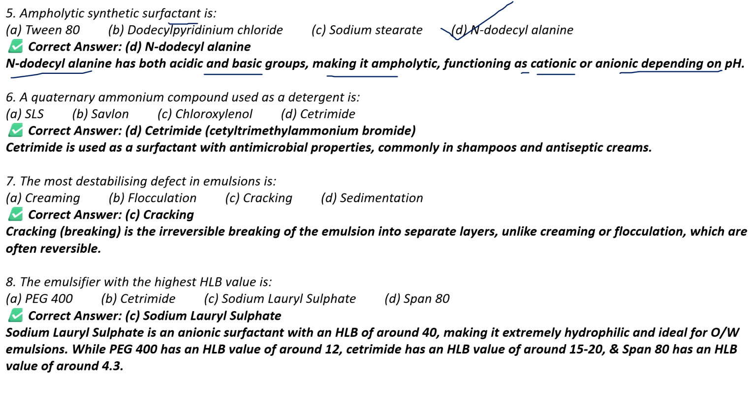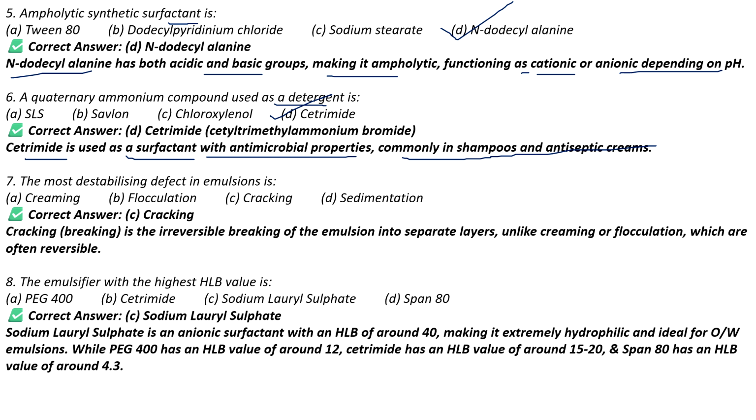A quaternary ammonium compound that is used as a detergent is, so out of the given four options we have to identify which of these can be used as a detergent and is a quaternary ammonium compound. Options are SLS, sodium lauryl sulfate, Savlon, chloroxylenol, cetrimide. So cetrimide is used as a surfactant with antimicrobial properties and commonly used in shampoos and antiseptic creams. So we can say option D, that is cetrimide, is a quaternary ammonium compound that is used as a detergent. Moving on to the next question.